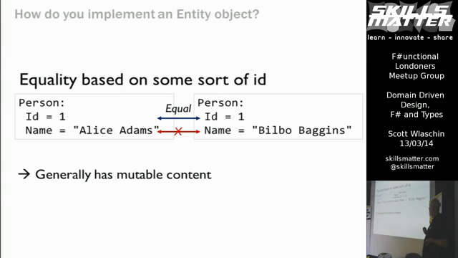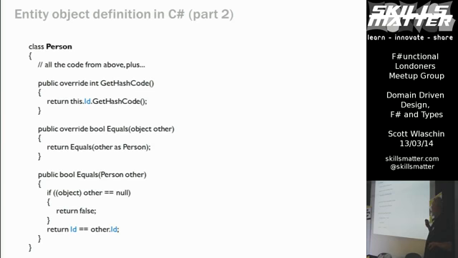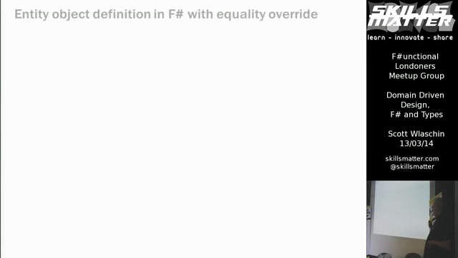So immutable content, generally, although you don't have to have immutable content. So how do we do this in C#? Same thing, we write a class. This time I remove the private set so the name is mutable. And I have to override equality again, in a subtly different way from the first time. Okay, I have to compare an ID.